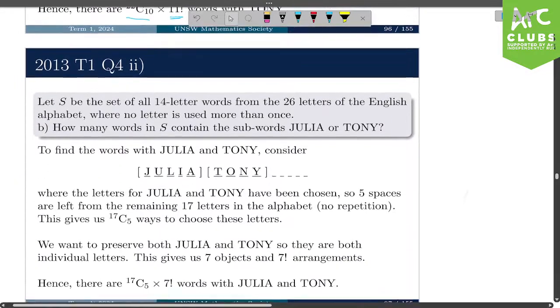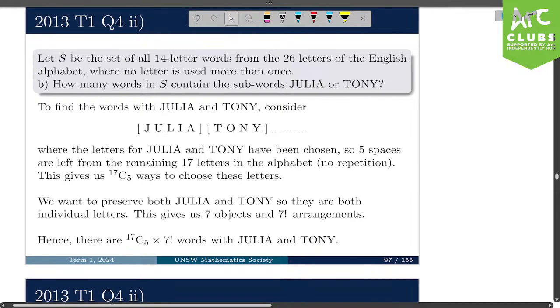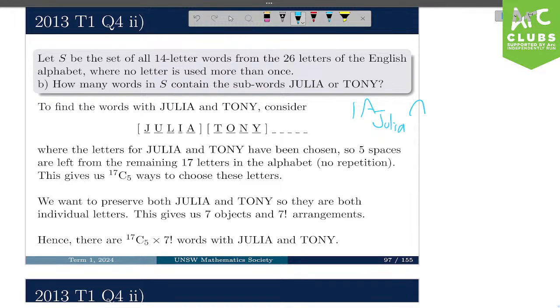Okay. And finally, we consider the cardinality of A Julia intersect A Tony. So we look for the words which contain both subwords Julia and Tony. Similar to above, we've already chosen 9 of the letters, so there's 5 letters here which we could choose. And since we've chosen 9 letters, there's 17 letters left which we could choose from. So we get 17 choose 5 ways to choose the letters.